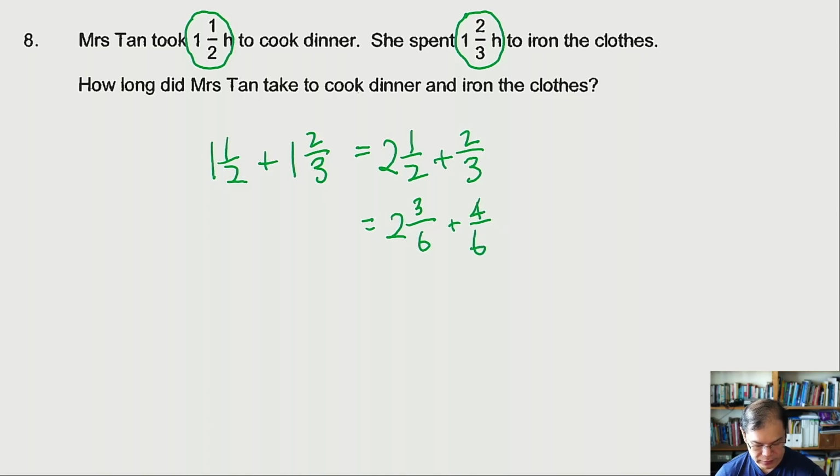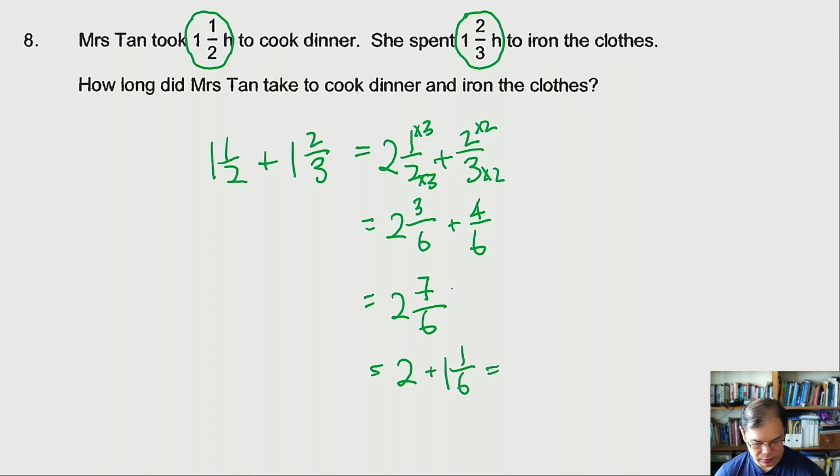For 6, right? So this one multiplied by 3, multiplied by 3, this multiplied by 2, multiplied by 2. All right. So now I have 2 and 7 out of 6. But if you look at the fractional part, 7 out of 6 is improper. So I will need to regroup. So it becomes 2 plus 1 and 1/6.